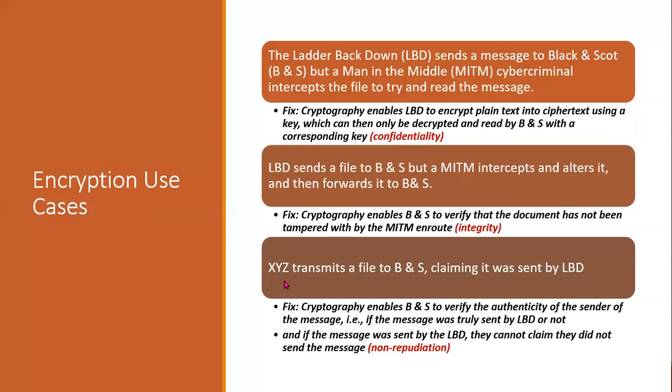Another use case: XYZ, the cyber criminal, may transmit a file to Black and Scott claiming it was sent by the ladder back down. With cryptography or encryption, we can actually verify, so Black and Scott can verify the authenticity of the sender of the message. That is, if the message was truly sent by the ladder back down or not. Whereas if the message was truly sent by the ladder back down, we can't claim that we did not send the message. That's what's referred to as non-repudiation.